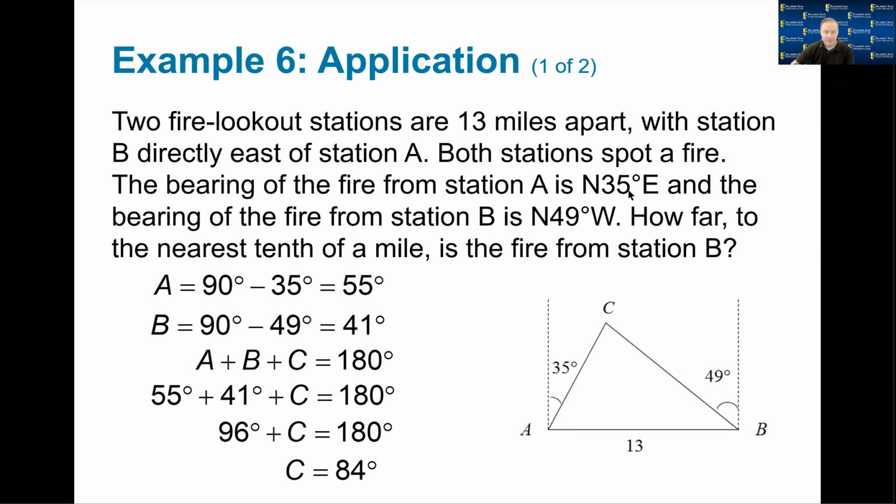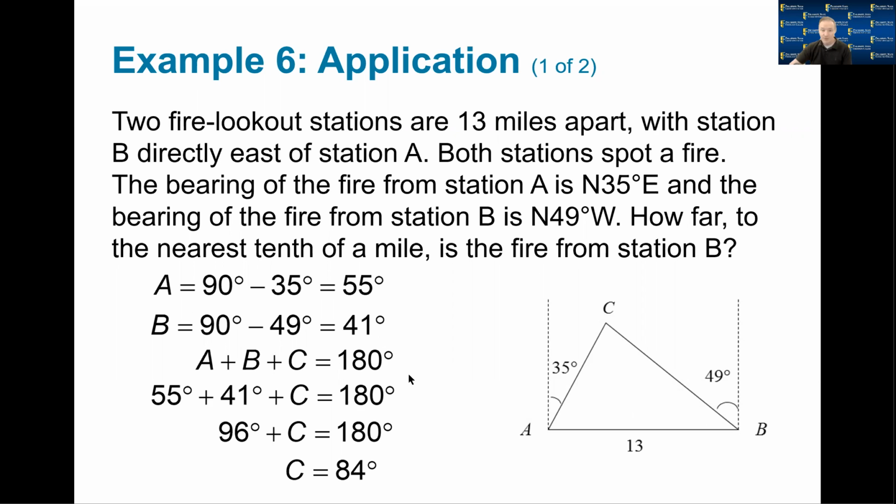Now, it also says that the fire is located 49 degrees west of north from station B. So 49 degrees west of north. Well, I know this angle here is 49. That's 49 degrees west of north. Then your remaining angle down here, angle B inside the triangle, would be 90 minus 49. 90 minus 49 is going to give me 41. So this angle inside the triangle would be 41.